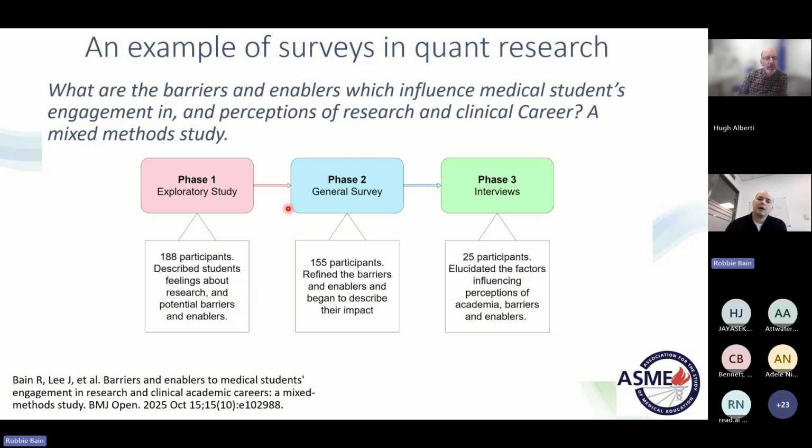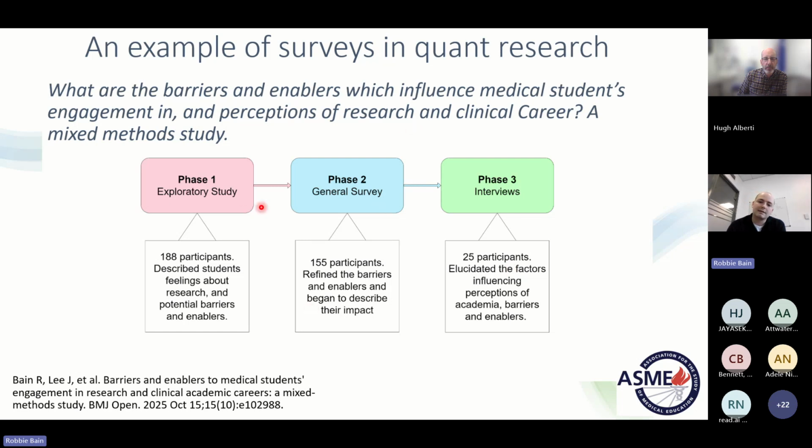We then expanded that survey with slightly more refined questions based on the data that we gathered in phase one to get a better idea of what the barriers were and how important each barrier was. And again, that was completely quantitative. And then finally, we used semi-structured interviews to understand, people have spoken about these barriers, people have rated these barriers and enablers as important, but let's try and get an idea of actually why they're important and what underpins each of those barriers.